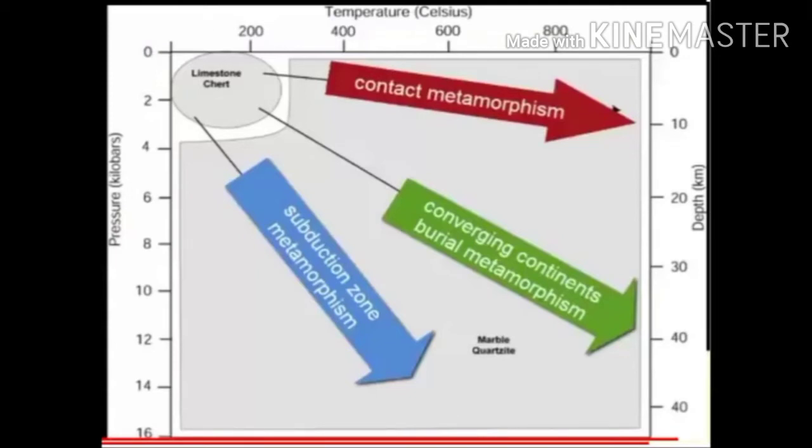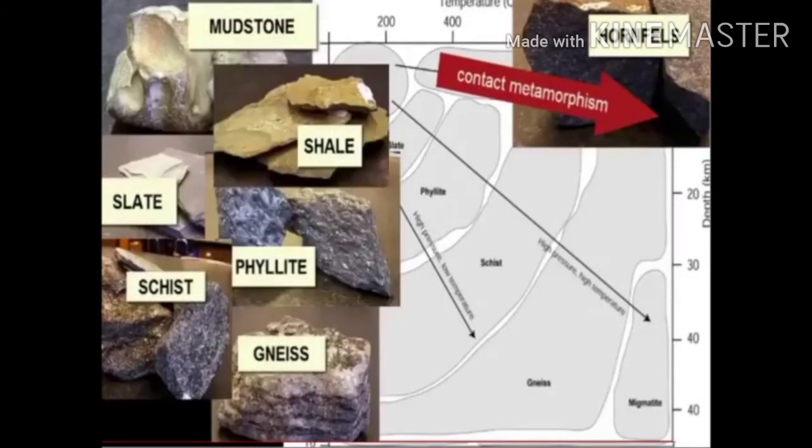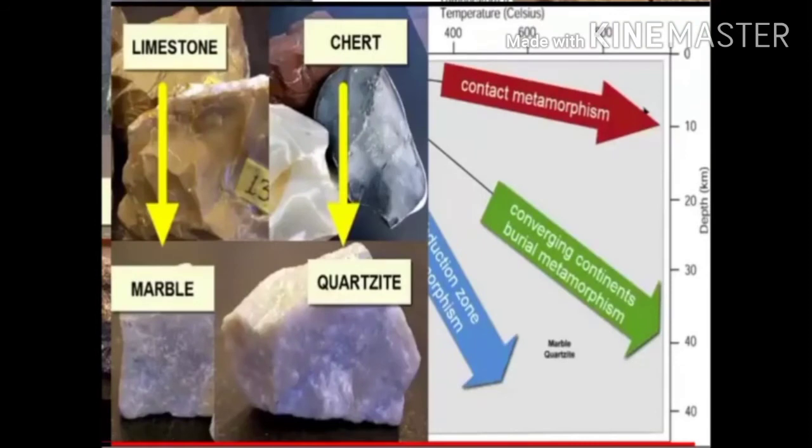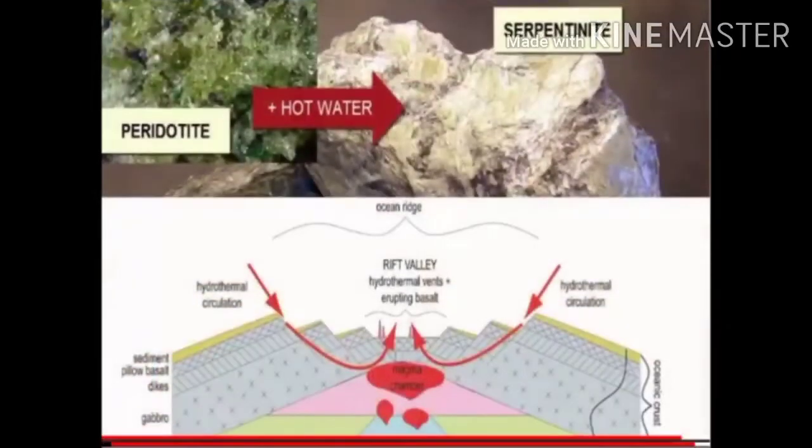that they are formed. So limestone becomes marble, quartzite. From basalt to hornfels, from mudstone, shale, slate, phyllite, schist, they could also become migmatite as it goes deeper. Limestone becomes marble and the chert becomes quartzite. Then the graywacke sandstones, when heat is added, become skarn. And when peridotite and hot water are added, it becomes serpentinite.